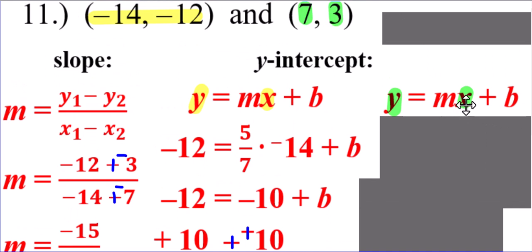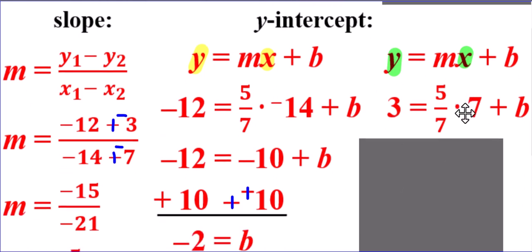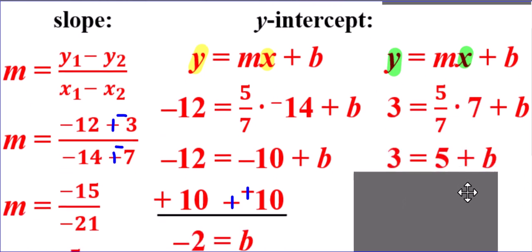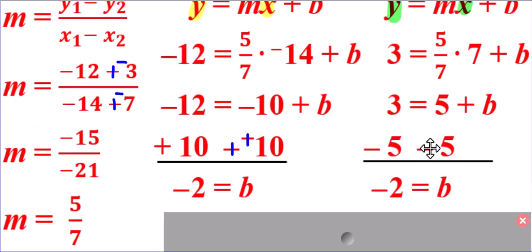For those of you who chose 7 and 3, this work might be a little simpler because they're positives, but again, did you put the 7, which is the x, in for x? Did you put the 3, that is the y, in for the y? 5/7 times 7 is just 5, because 7 divided by 7 is 1, times 5 is 5. The inverse of adding by 5 is subtracting by 5, and 3 minus 5 is also negative 2.